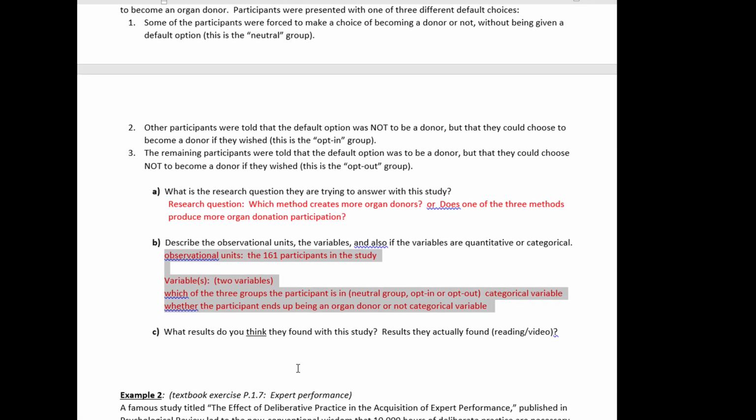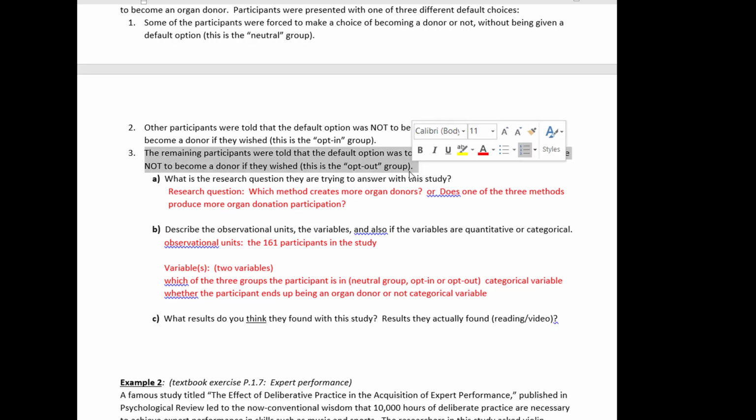Part C then is really a question for you. Which results do you think they would find with this study? Do you think that one of these groups would have a higher participation rate in being an organ donor? I personally think that the third group is likely to have a higher participation rate than the other two groups. That's just my personal opinion on it, though.